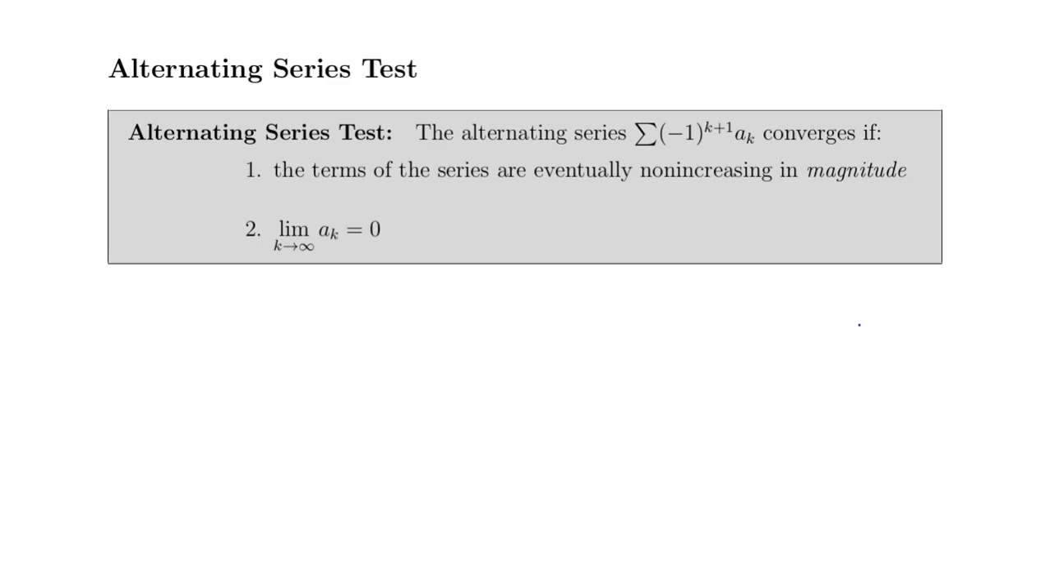It converges if the terms of the series are eventually non-increasing in magnitude. Okay, what the heck does that mean? We'll come back to that. And then, this is cool, if the limit of the terms goes to 0. Well, wait a second. We've seen this kind of thing before. All right, so this is a little bit funky. Let's talk about this. First, let's focus on this non-increasing in magnitude.